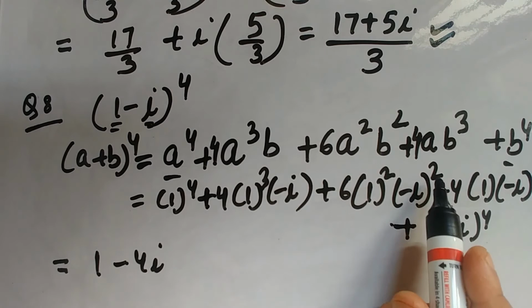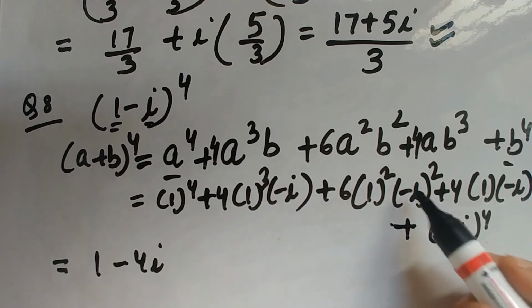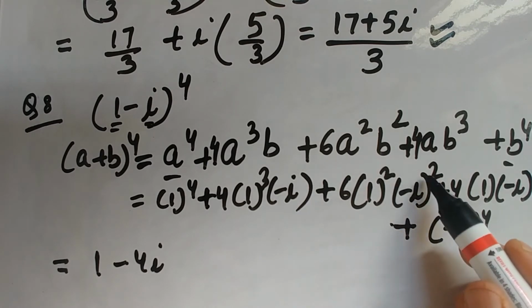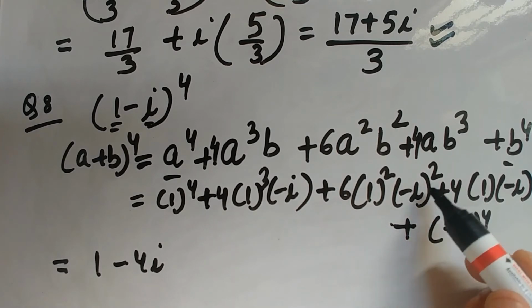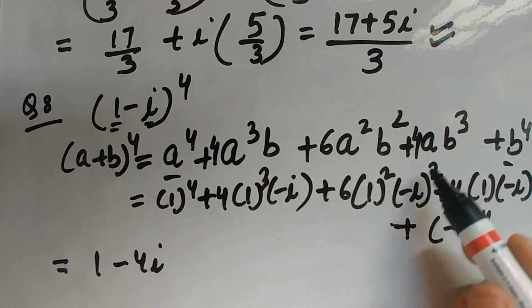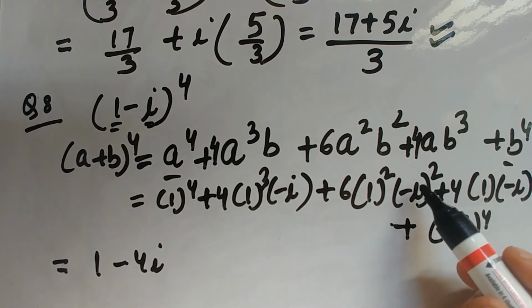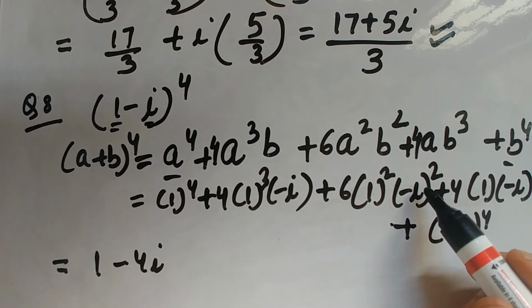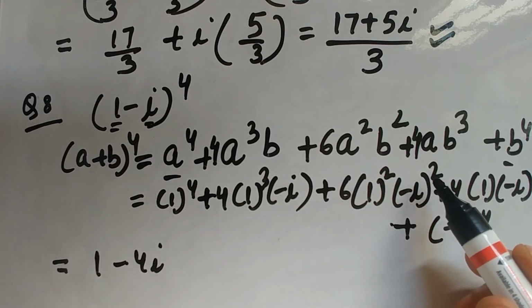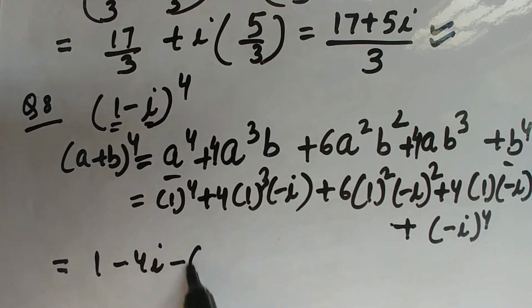This is your iota square is minus 1, and be careful, it is as (minus iota) whole square. So it will just be iota square, not minus iota square, because the minus sign will also get a plus sign as we are multiplying. It is like minus iota into minus iota. So it will be iota square, which will be minus 1.